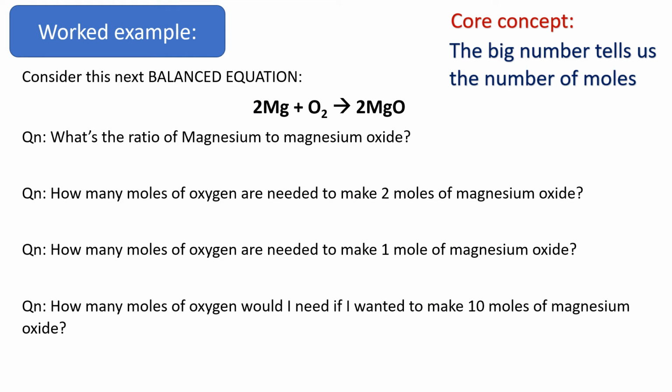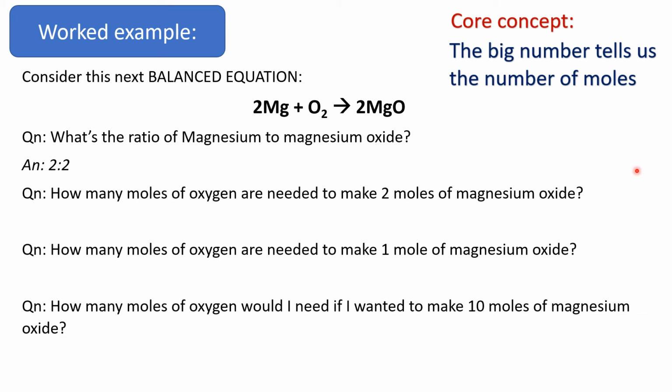Okay, let's use the balanced equation and the core concept that we've been talking about to have a go at this worked example. So question number 1, what is the ratio of magnesium to magnesium oxide? So I'm looking at my formula. I can see there's my magnesium. So I've got 2 moles of magnesium and I'm making 2 moles of magnesium oxide. And so I've got a 2 to 2 ratio there. And so my answer will be 2 to 2. I could simplify that down to 1 to 1, and I probably would do.